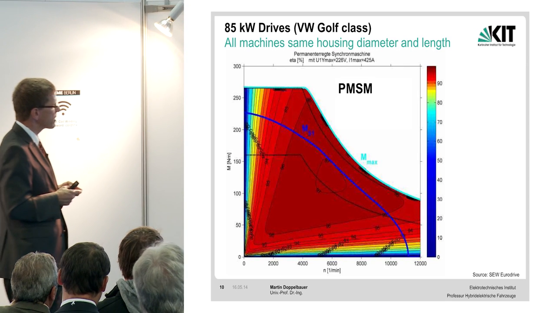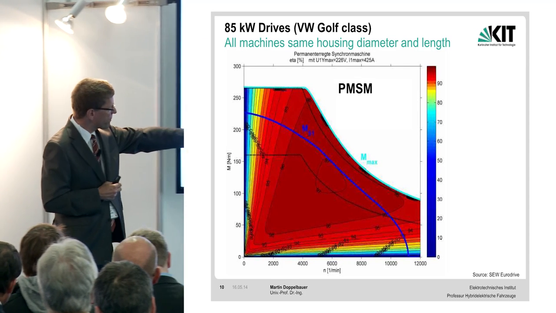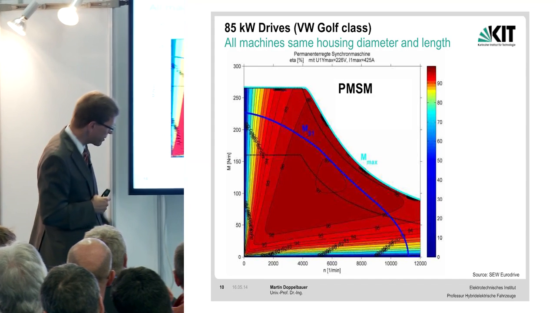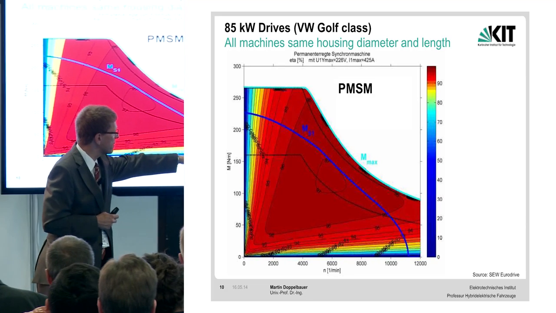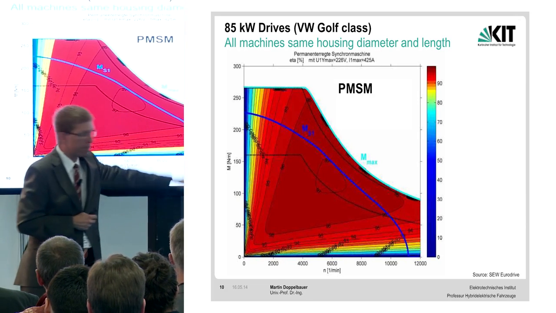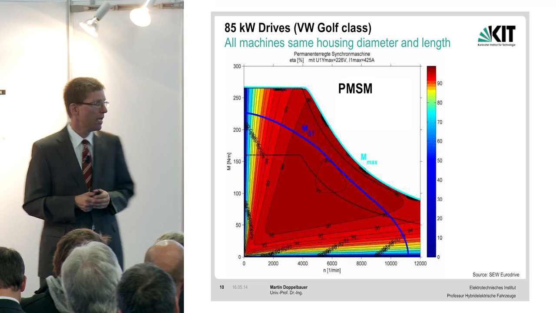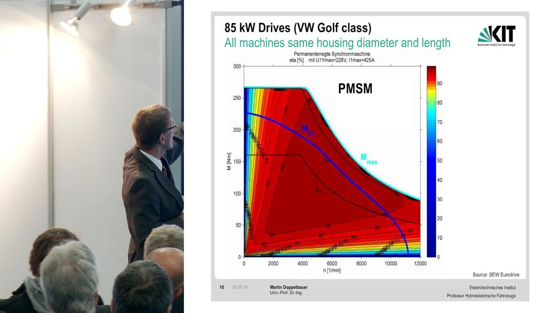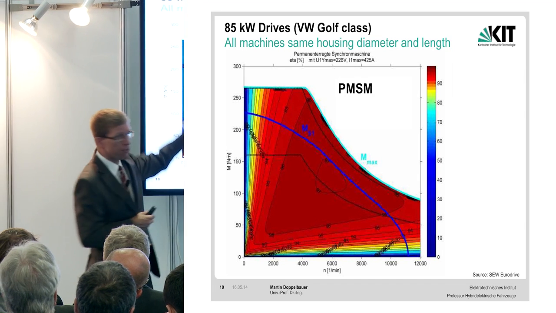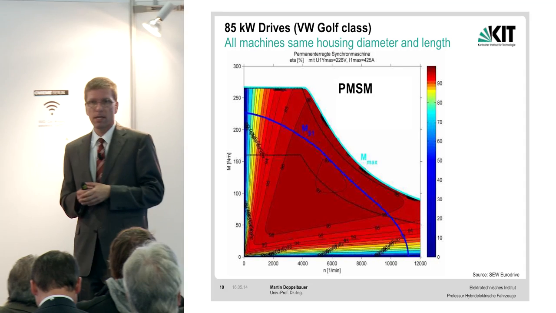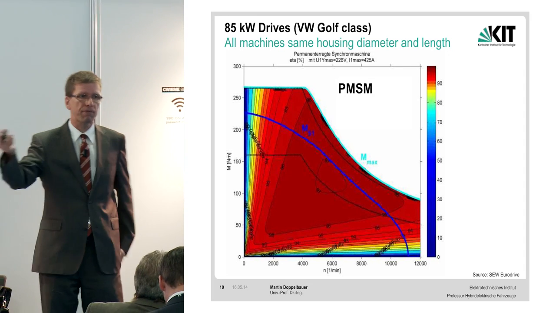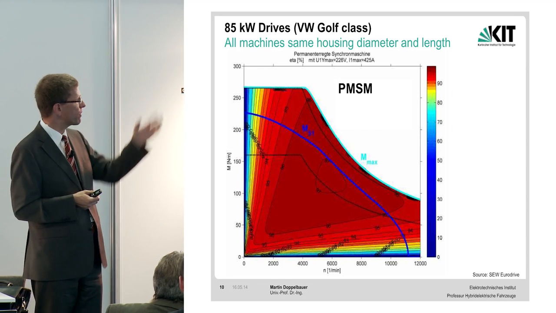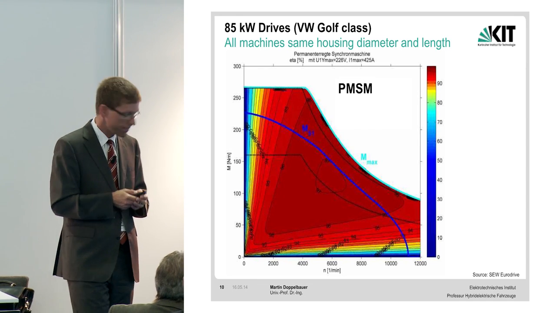Typical for permanent magnet synchronous machines, as you can see here, we've got a slight problem at top speeds. When we go far into the field weakening area, the efficiencies are coming down. Also, we've got a slight problem at the low speed end when we need high torques. But this is probably not so dangerous because this is only going to be used in a startup phase when you start from a red traffic light, for example. So you're only going to be there for a few moments.